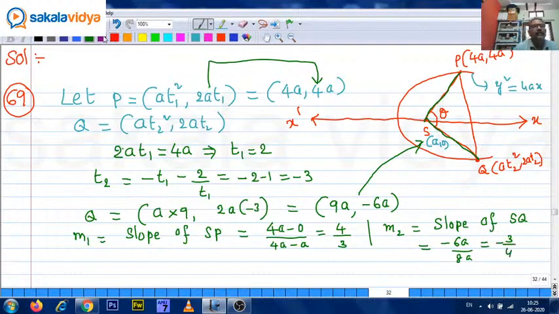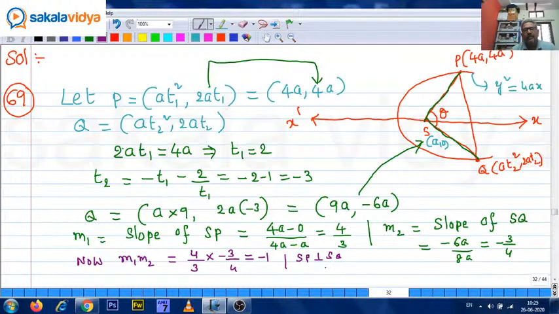So now you find one logic here, M1 into M2. That means 4 by 3 multiplied by minus 3 upon 4. This will be minus 1. So what is our statement? They are perpendicular. That means SP is perpendicular to SQ. Therefore, obviously theta becomes 90 degrees.